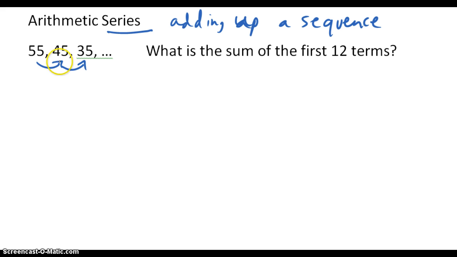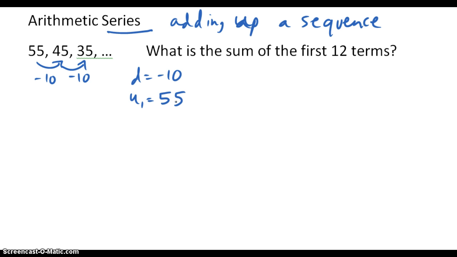What is the common difference here? What is D? Yeah, it's negative 10 each time. We're adding negative 10 to get to the next thing. So we have D equals negative 10, okay? And U sub 1, of course, is the first term. That's going to be 55, okay?